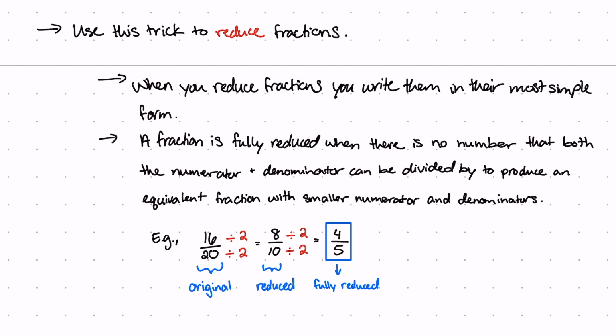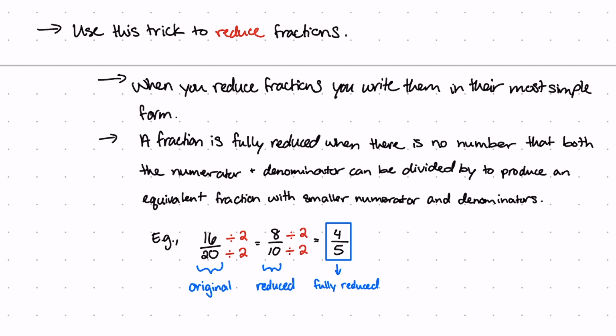Now that's a reduced version of the original because the numerator and the denominator are smaller than they used to be. But this is not fully reduced because we see that we still have even numbers on both the numerator and the denominator. So we know it can be reduced again by dividing them both by 2. Once we do that, we get 4/5.